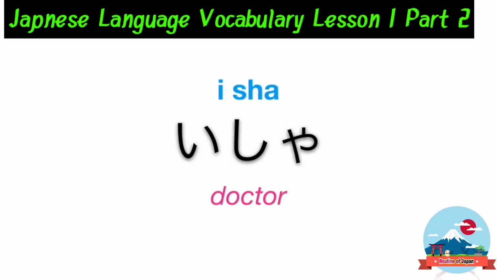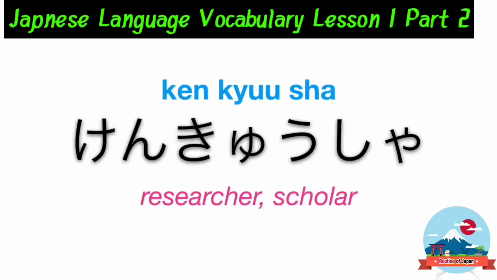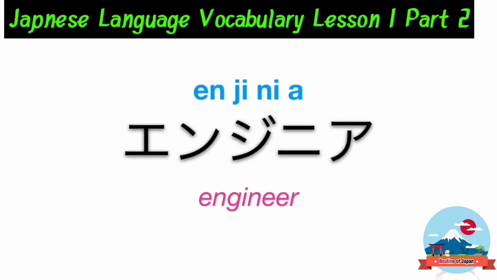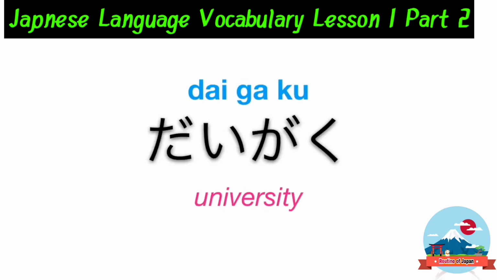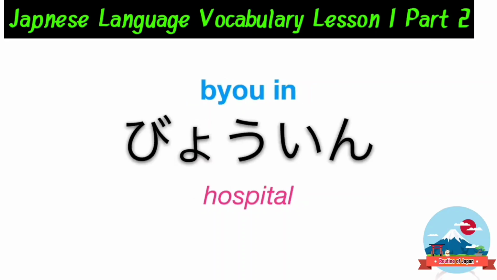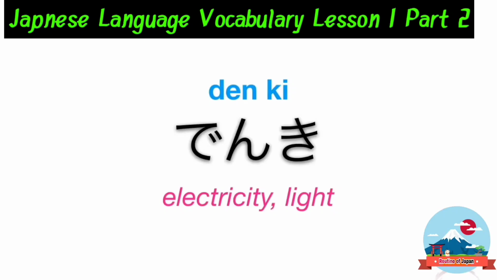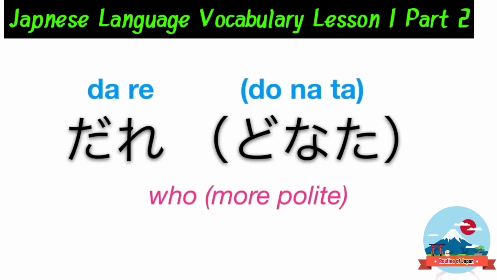Isha. Kenkyusha. Engineer. Daigaku. Byouin. Denki. Dare. Or the more polite way is donata.